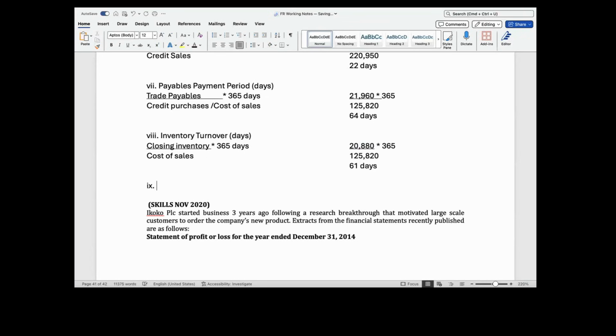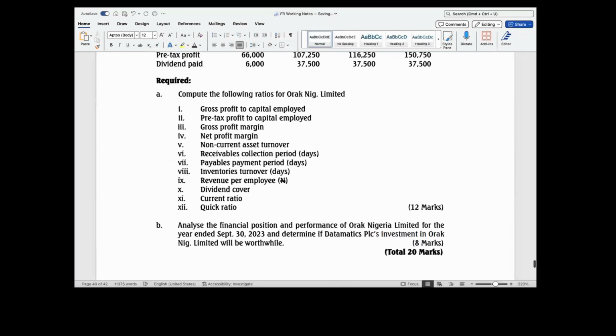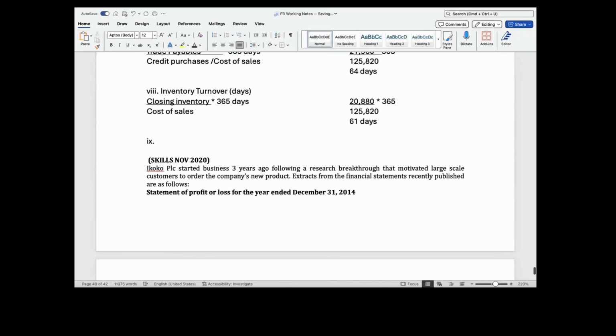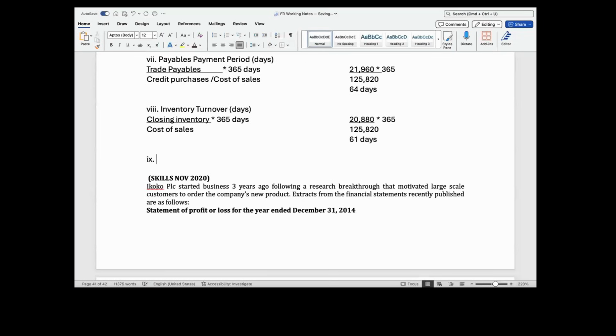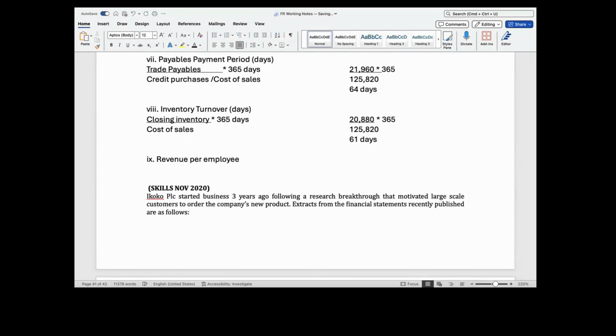Then 9, revenue per employee. Who can try the formula for this one? I'm not sure I mentioned it. Let me try. Go ahead. That is total revenue over number of employees. That's correct. That's very correct.